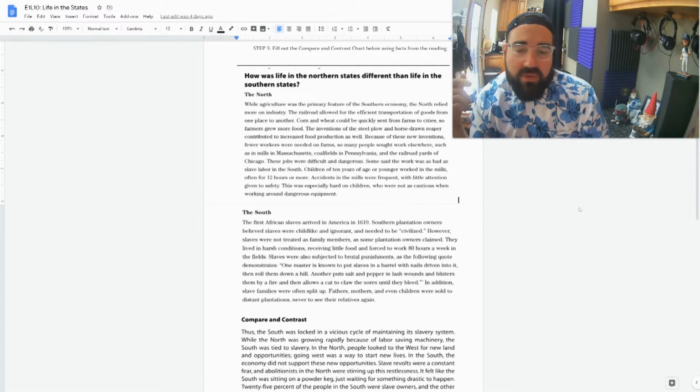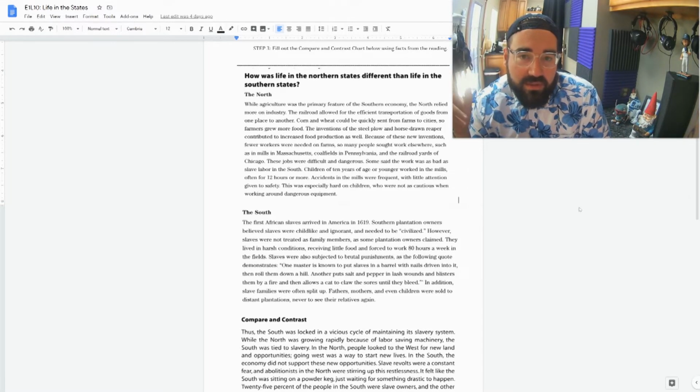So, how is life in the northern states different than life in the southern states? The North. While agriculture was the primary feature of the southern economy, the North relied more on industry. The railroad allowed for the efficient transportation of goods from one place to another. Corn and wheat could be quickly sent from farms to cities, so farmers grew more food. The inventions of the steel plow and horse-drawn reaper contributed to increased food production as well. Because of these new inventions, fewer workers were needed on farms.